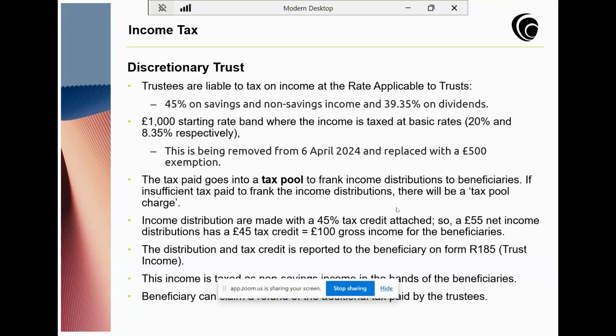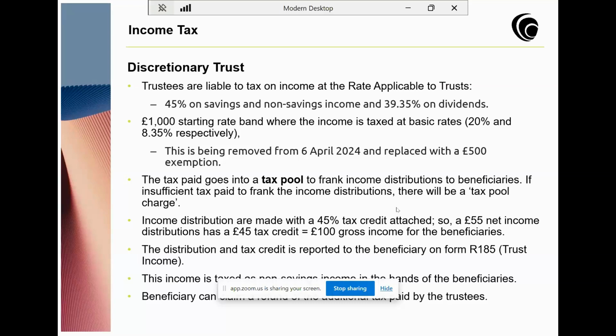The tax paid by the trust forms a tax pool, and that's used to frank distributions to the beneficiaries. A taxable charge arises if the trustees distribute income with a tax credit that's more than the tax paid and in the tax pool. The beneficiaries then receive the income with a 45% tax credit.